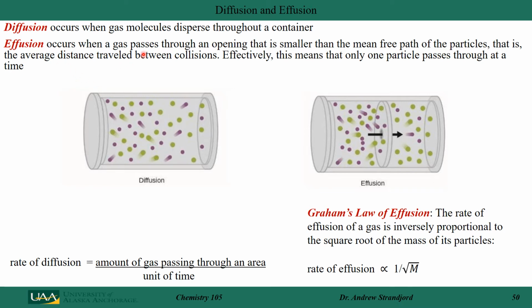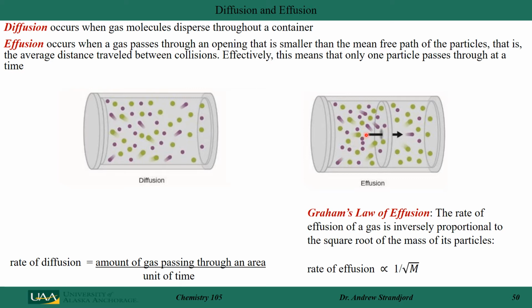Effusion occurs when a gas passes through an opening that is smaller than the mean free path of the molecules, that is, the average distance traveled between collisions. Effectively, this means that only one particle can pass through that hole at a time.